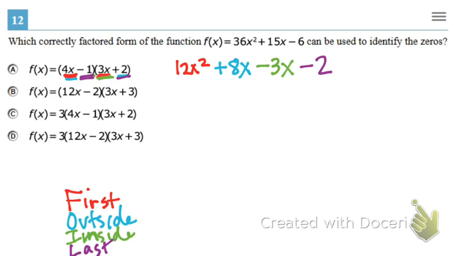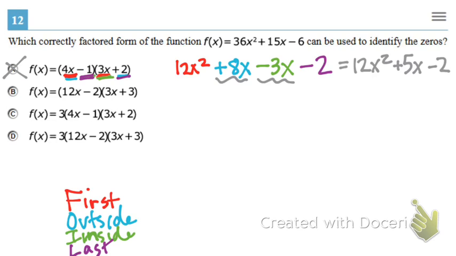Then after you do FOIL to multiply it out, you can combine any like terms. So there's no other x squared, so I'm going to just leave that as 12x squared. But this 8x minus 3x, 8 minus 3 is 5, so this is 5x. And then we have that minus 2. So we see that does not equal this function, so the answer is not A.